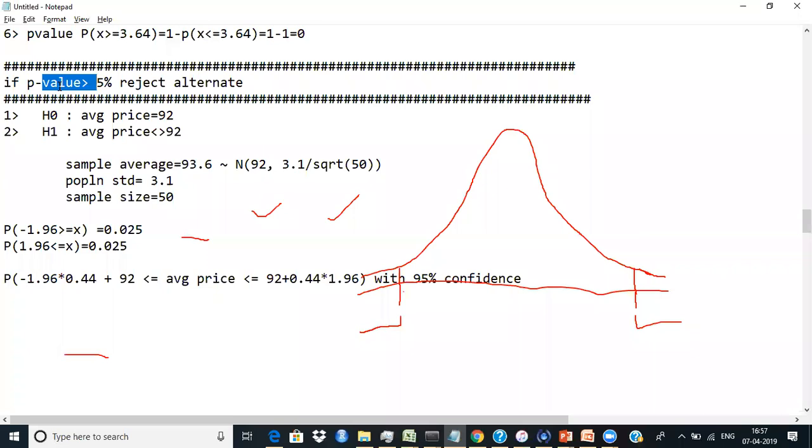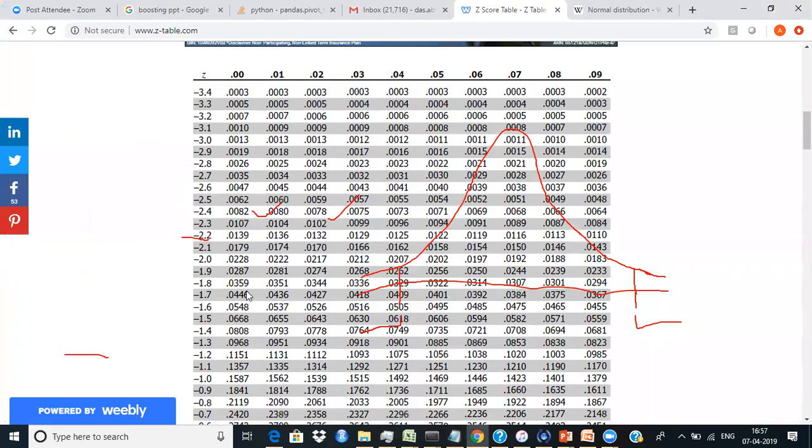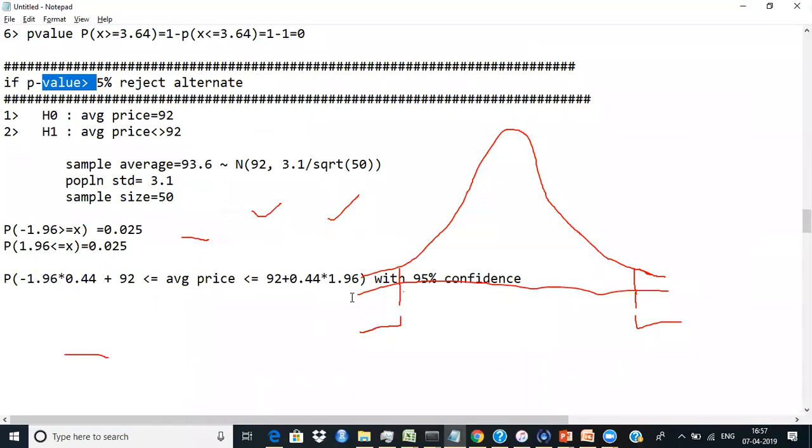Sir, in the line P of minus 1.96, from where is it getting the value of probability of minus 1.96? Sir, here, look, minus 1.9, then 1, 2, 3, 4, 5, 6. So this is the probability value. Okay, how did we get minus 1.9?